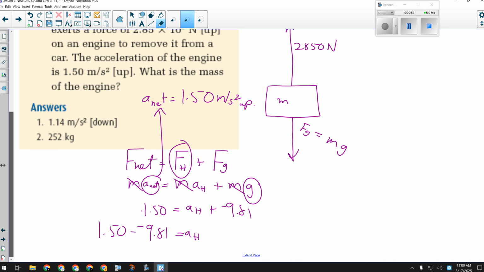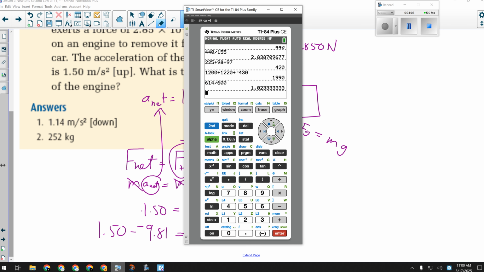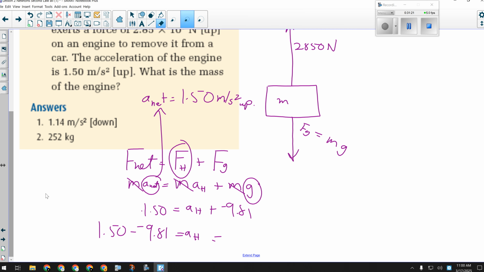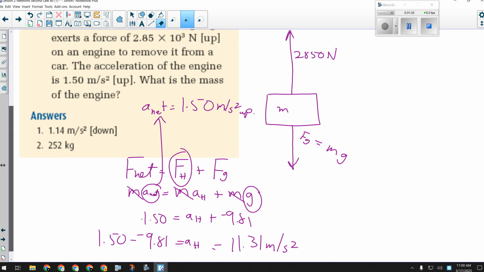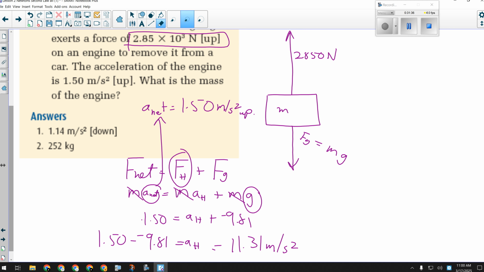So it was just the hoist. Here's the acceleration its force could produce. 1.50 minus negative 9.81. So if that hoist was the only force acting, the engine would be accelerating at 11.31 meters per second squared. That's huge. That's more than 1 g. Now I have the acceleration of the hoist. I have the force of the hoist. Can I calculate the mass now?